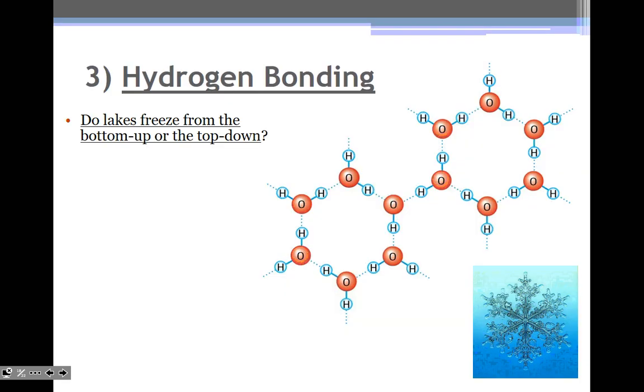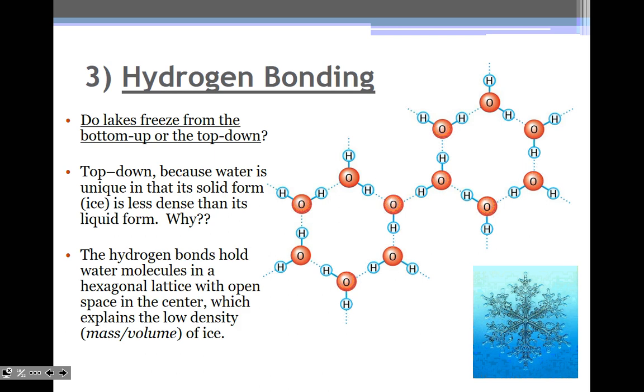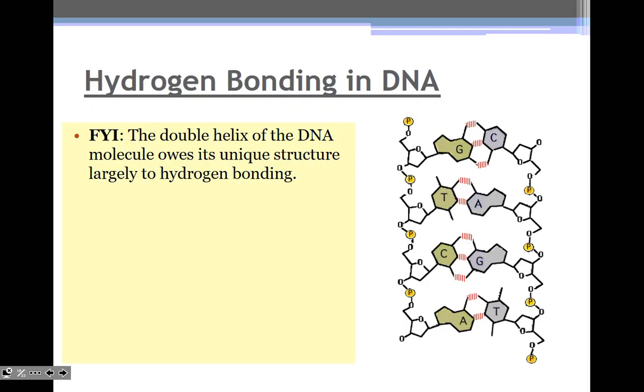Do lakes freeze from the bottom up or the top down? Top down, we just talked about it, because water is unique in that its solid form, ice, is less dense than its liquid form. Why? Because hydrogen bonds hold water molecules in a hexagonal lattice with open space in the center, which explains the low density. Now, that's not by accident. God knew what he was doing. He's like, man, I can't have things freezing from the bottom up. All the fish will die. So it's top down. You still have room for the fish to move around and life to continue existing. It's a pretty smart dude, that God.